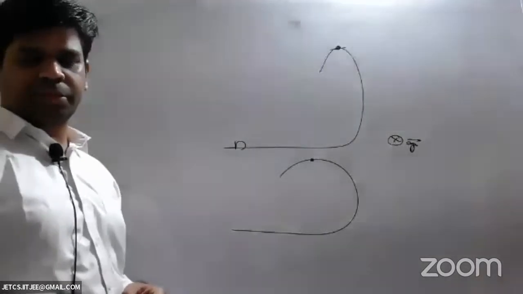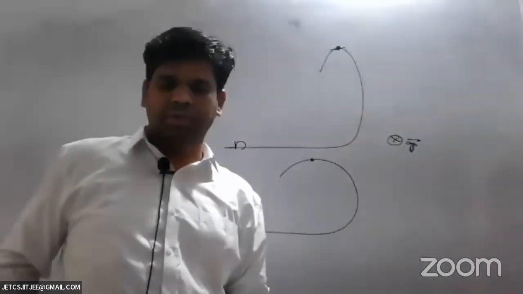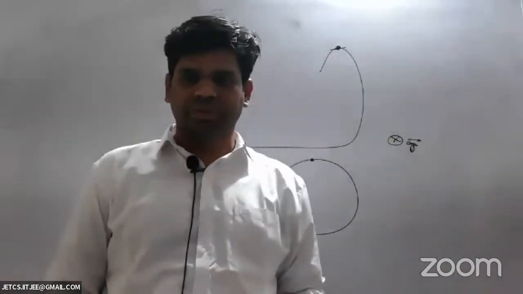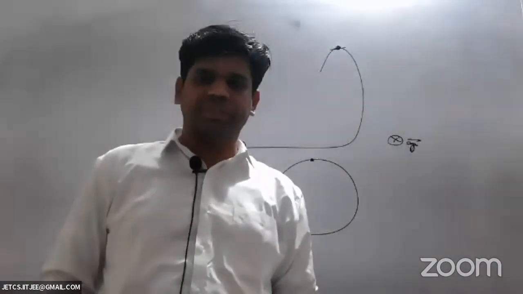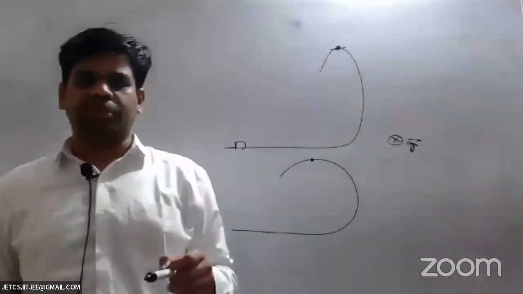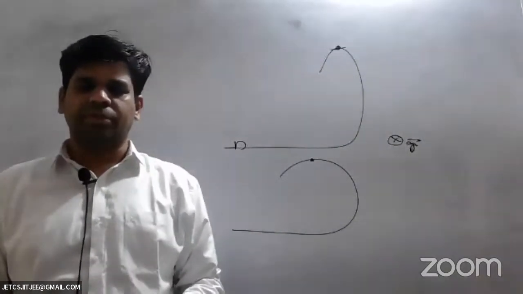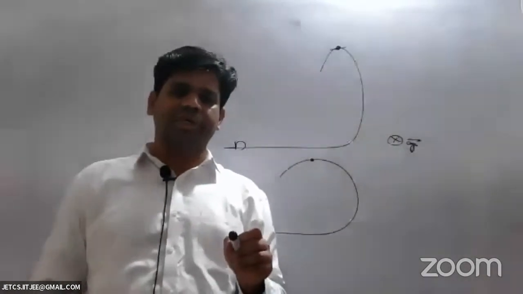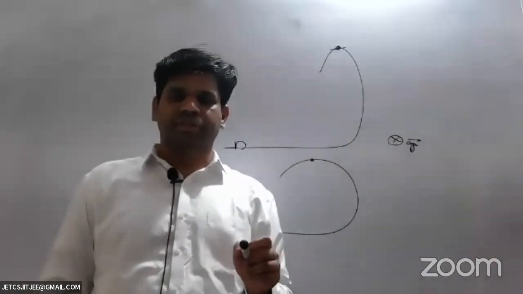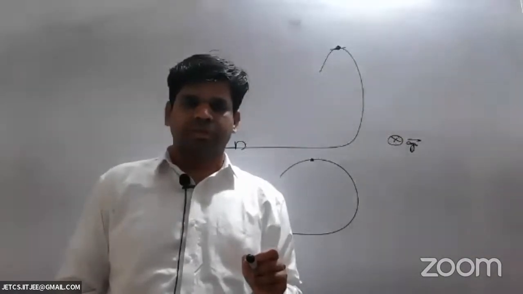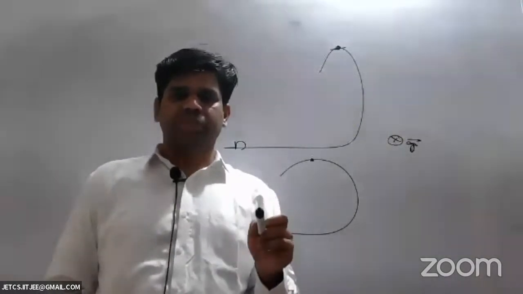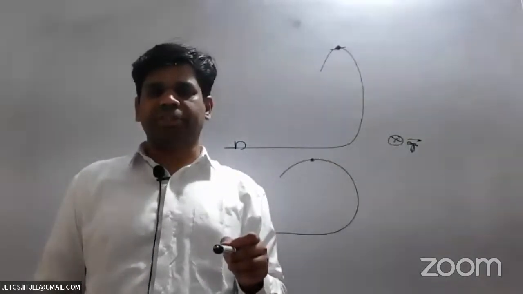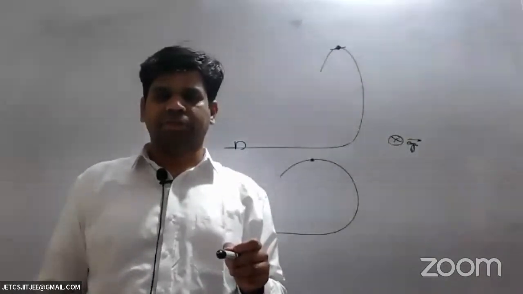Where is the normal reaction maximum? Normal reaction will be maximum when the curvature is maximum or the radius of curvature is minimum. See, these are two different things. Curvature and radius of curvature are related inversely proportionally to each other. Radius of curvature is more, curvature is less. Curvature is more, radius of curvature is less.